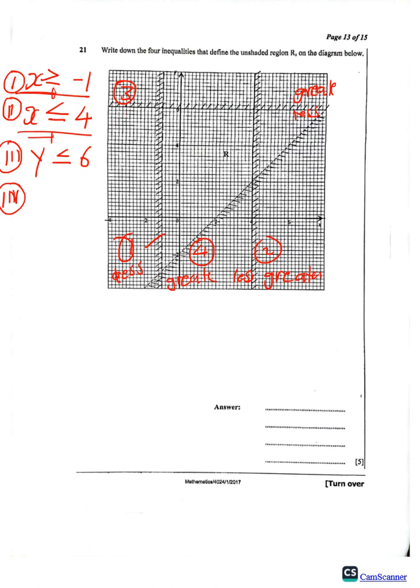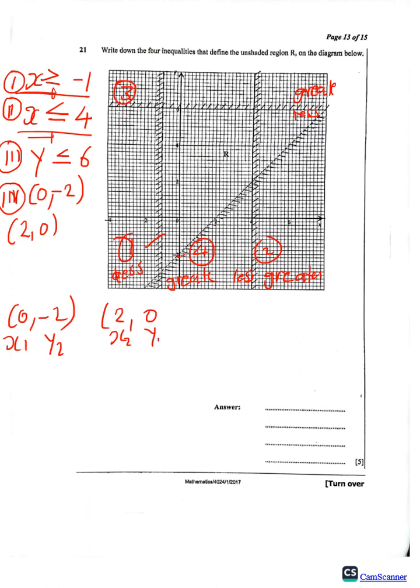Now from there, let's look at inequality number 4. Now this one is touching two axes. The first point here is 0 comma negative 2. On the y-axis, x is 0 comma that particular number, then the other point is 2 comma 0. So we have 0 comma negative 2 as x1 y1, and 2 comma 0 as x2 y2. So let's find the slope. Slope is equal to y2 minus y1 over x2 minus x1.